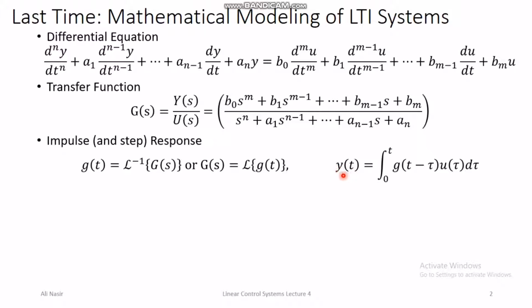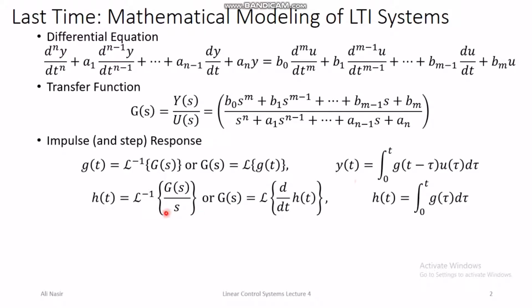The significance of impulse response is that you can calculate the response to any input u(t) by using the impulse response. You just have to convolve the impulse response with the desired input, and then you can get the corresponding output for that input.